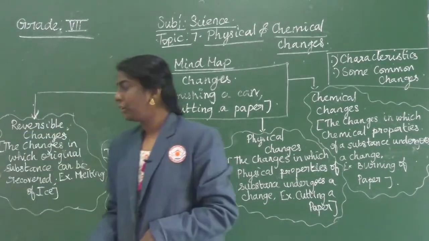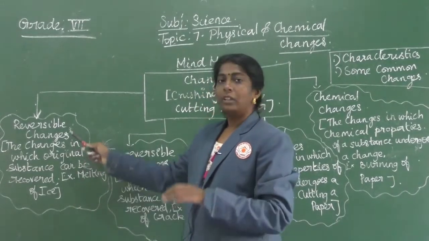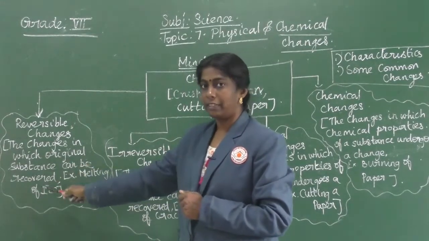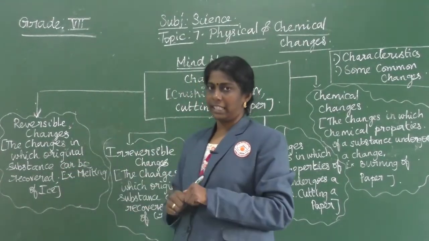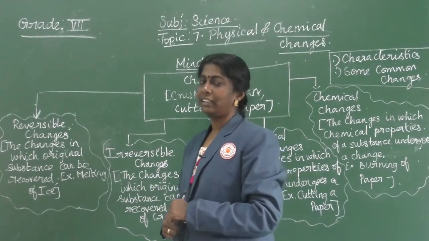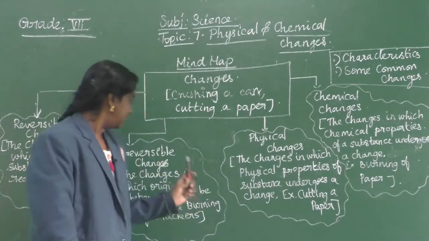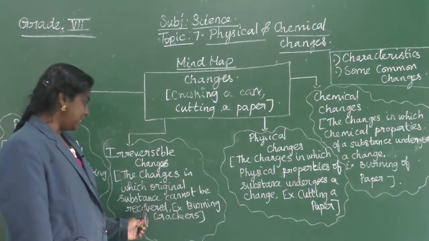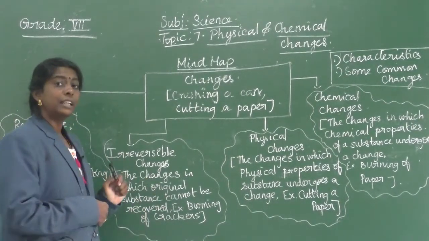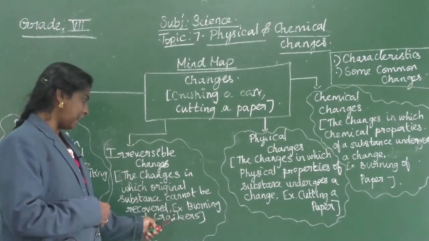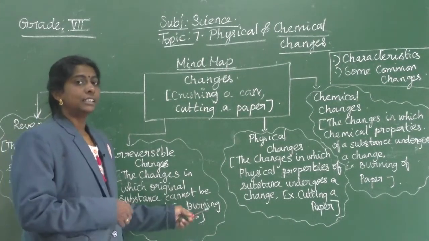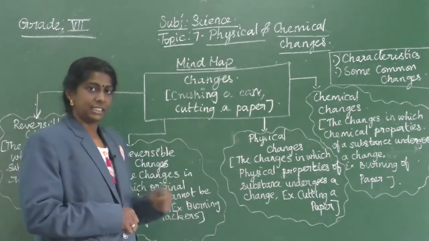So, first about reversible changes. The changes in which the original substance can be recovered are termed as reversible changes. For example, melting of ice. Clear children? Yes. Now, about irreversible change, the changes in which the original substance cannot be recovered are said to be irreversible changes. For example, burning of crackers. Clear? Yes.